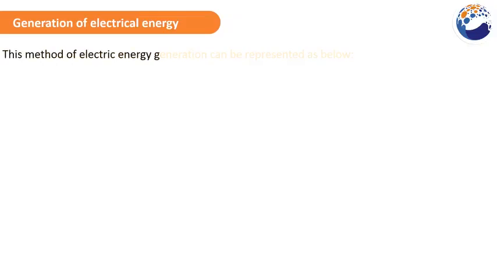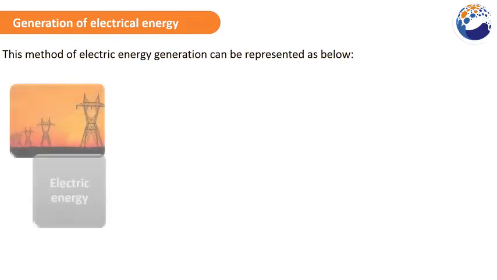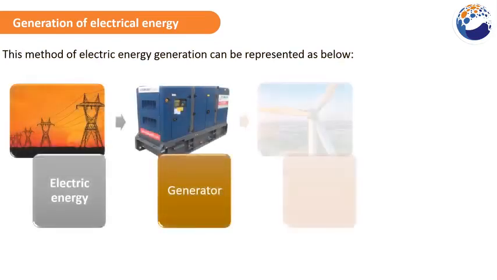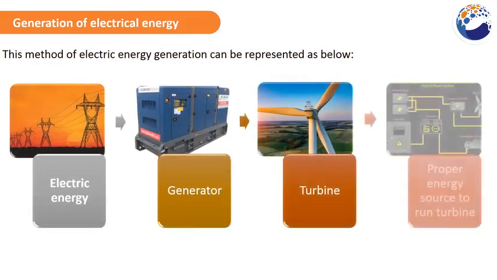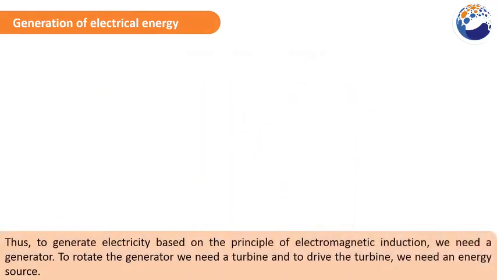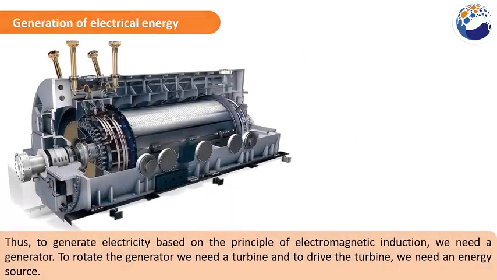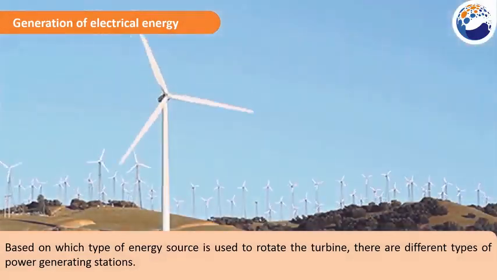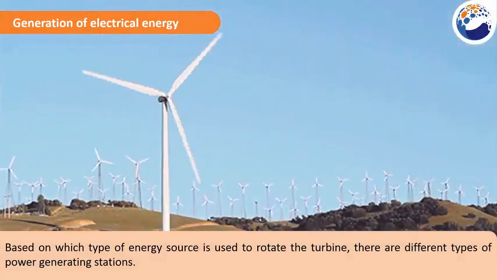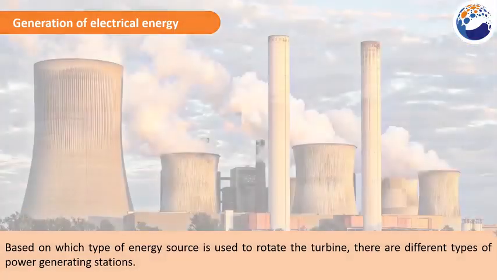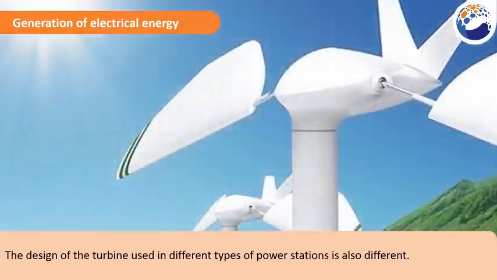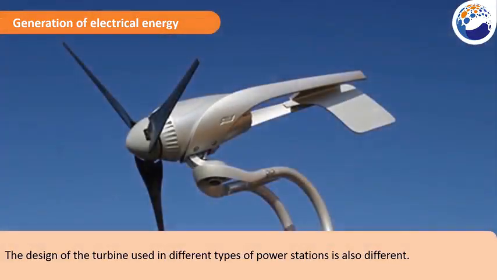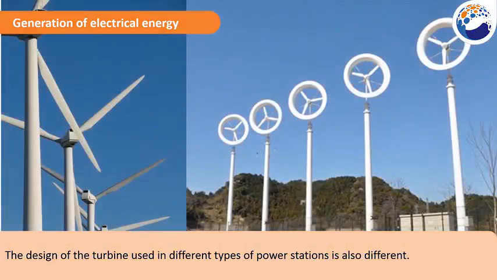This method of electric energy generation can be given as: to generate electricity based on the principle of electromagnetic induction, we need a generator. To rotate the generator, we need a turbine, and to drive the turbine, we need an energy source. Based on which type of energy source is used to rotate the turbine, there are different types of power generating stations. The design of the turbine used in different types of power stations is also different.